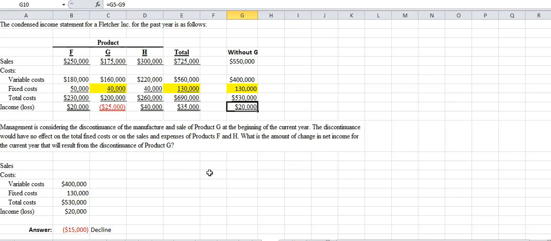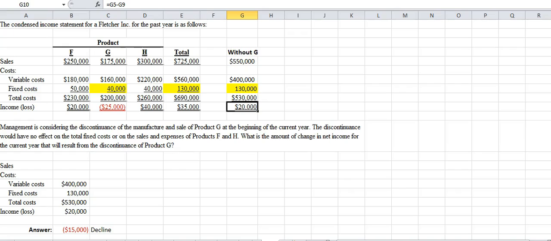Okay? Why did that happen? Because product G was helping me absorb some of this fixed cost. Product G was actually helping a little. It was actually lowering these fixed costs from 40 down to 25. Okay? With the sales. So if I get rid of product G, I end up worse off. So the answer, if the question was, should you keep product G or segment G? The answer is yes, because if you don't, your net income will decline by $15,000. Okay? Let's go to the next question, the last one.